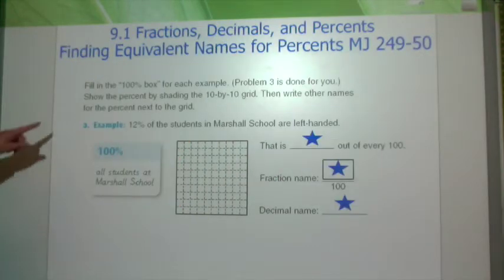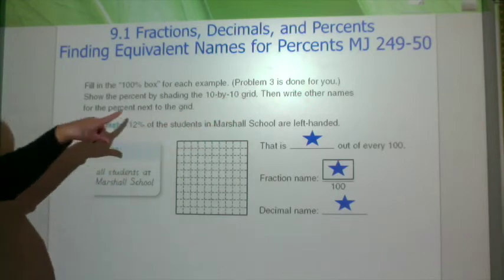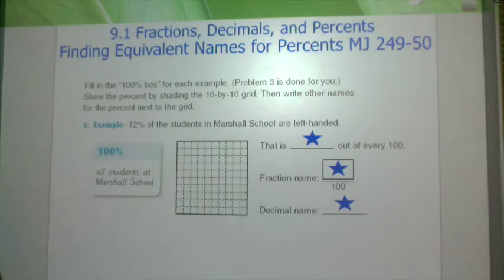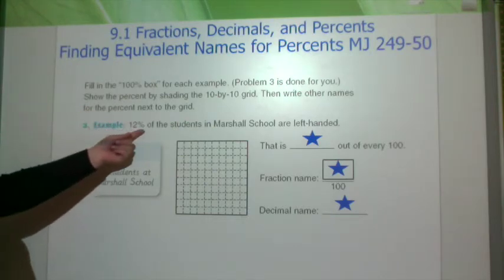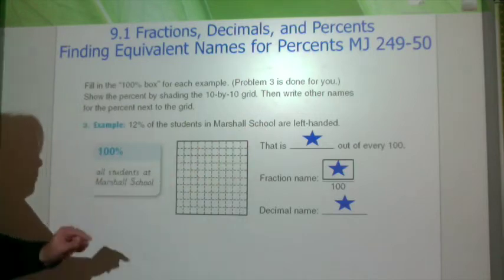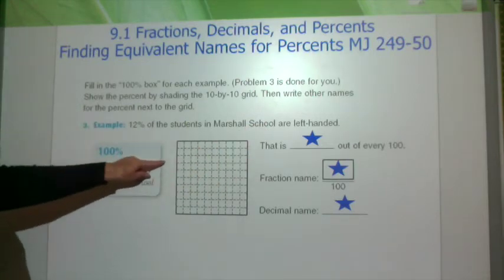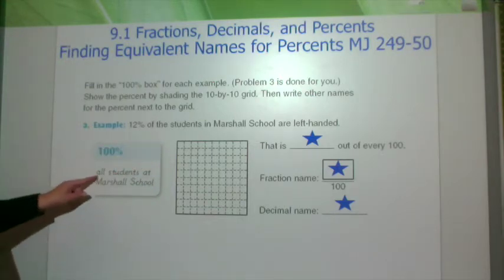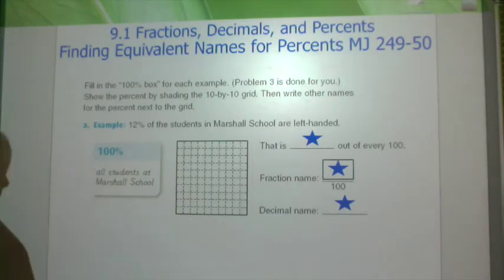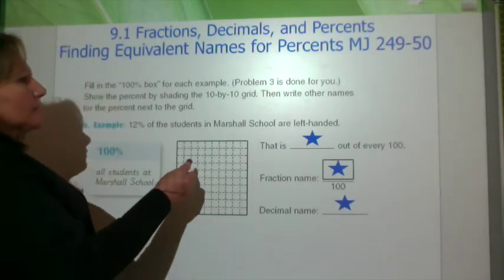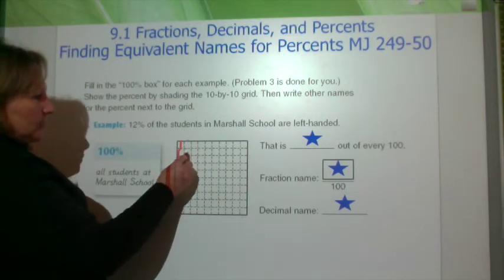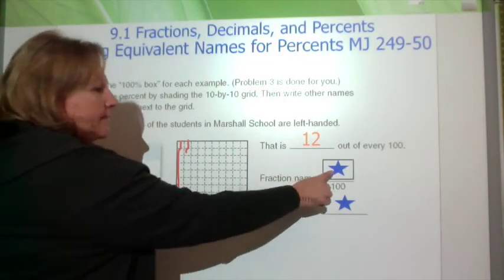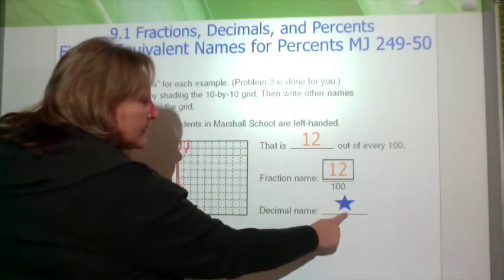Number 3, fill in the 100% box for each example. Problem number 3 is done for you. Show the percent by shading the 10 by 10 grid, then write other names for the percent next to the grid. So the example is 12% of the students in Marshall School are left-handed. Here's what we're talking about. This is kind of like the unit box that we've talked about, labeling box. Out of all the students at Marshall School, out of 100, that means I'm going to fill in 12%, 10, 11, 12. That is 12 out of every 100. My fraction name is 12 out of every 100, and my decimal is 0 and 12 hundredths.